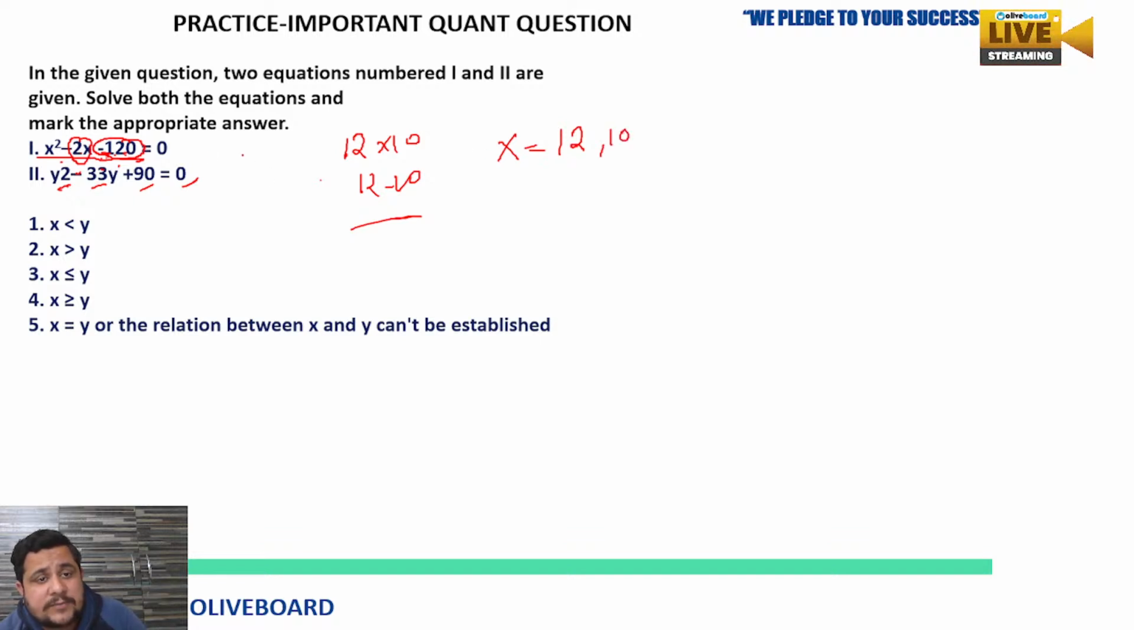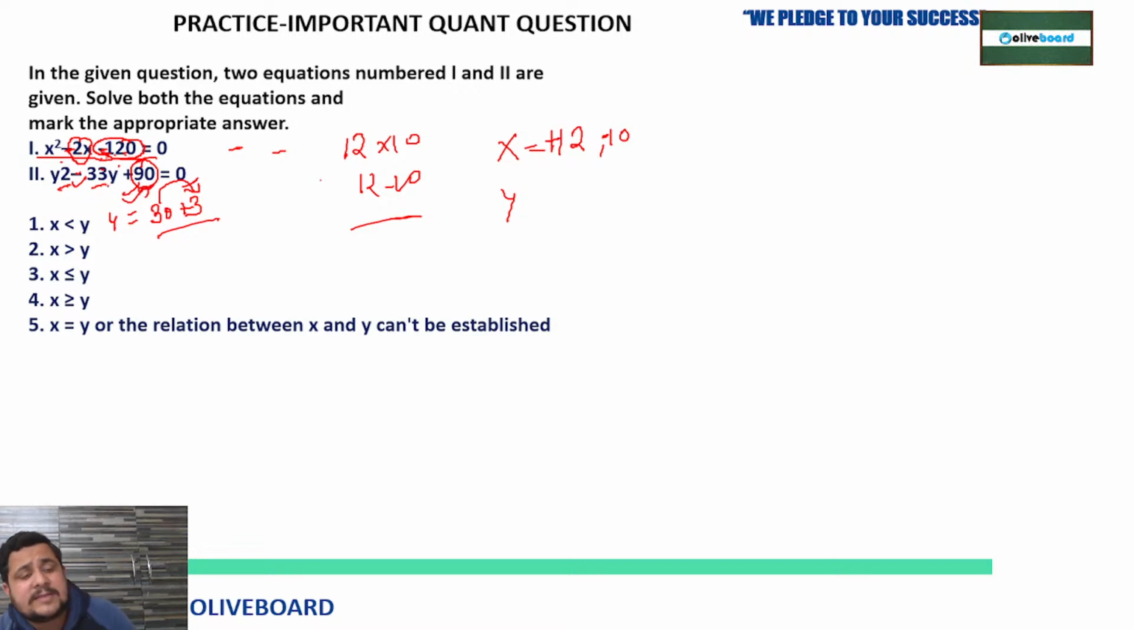When b is minus and c is minus, you just have to say that the first value will be positive and the second one will be negative. For y, similarly, with minus and plus, both values of y will be positive. Now for 90, break 33 into two parts by addition: 30 plus 3 is 33, and 30 multiply 3 is 90. Directly we can see that. So 30 and 3 will be the roots of y.